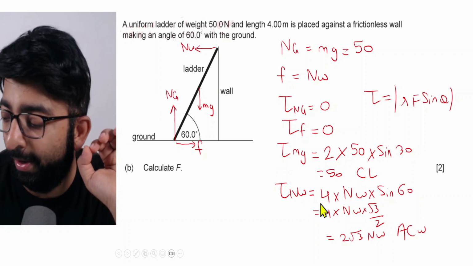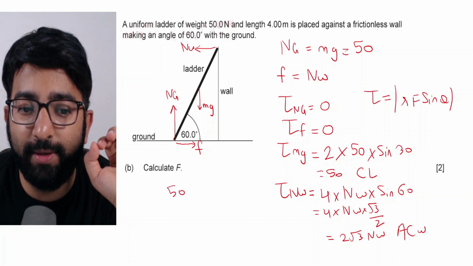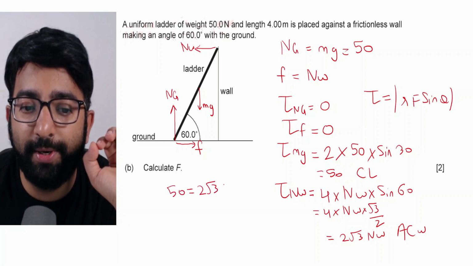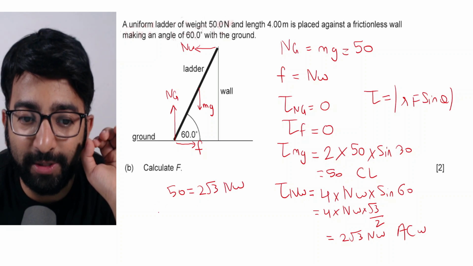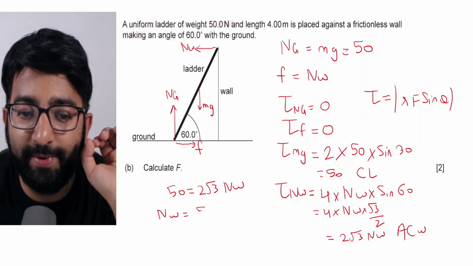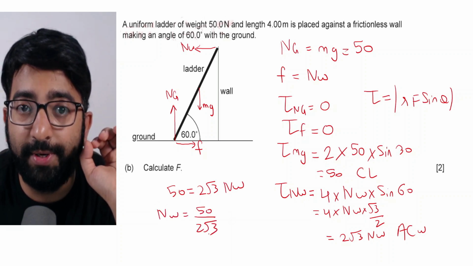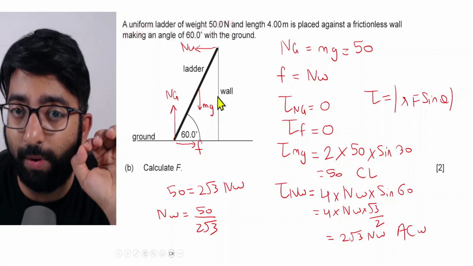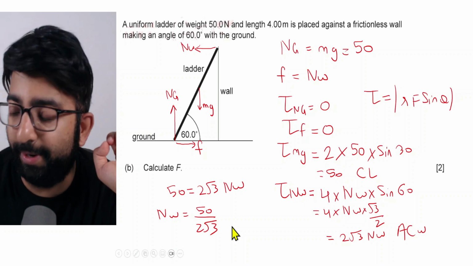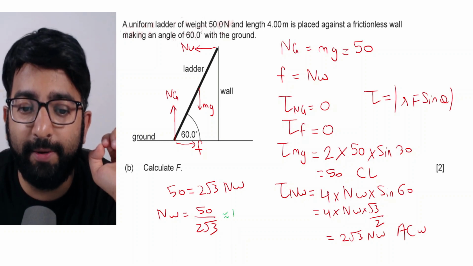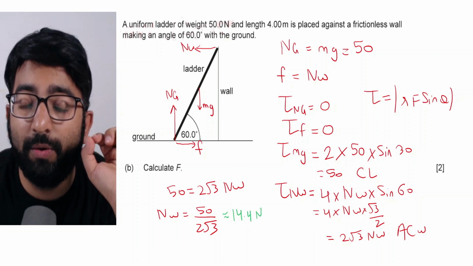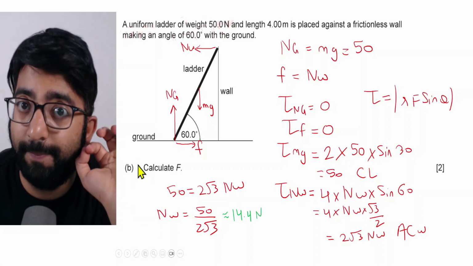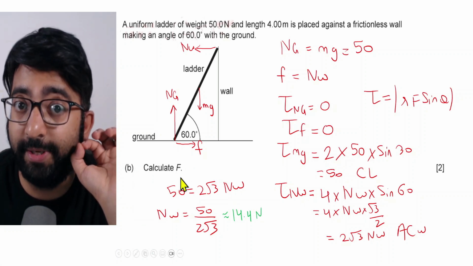So let's balance the two. We will write 50 equals 2 root 3 times NW. And let us make NW the subject. We will get 50 divided by 2 root 3 as the value of the normal reaction acting on the ladder coming from the wall. If we simplify this expression, we are going to get approximately 14.4 newtons as the answer. But in part B, we were supposed to find the value of friction F.